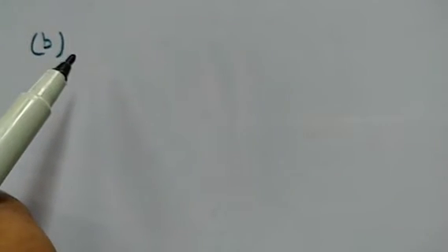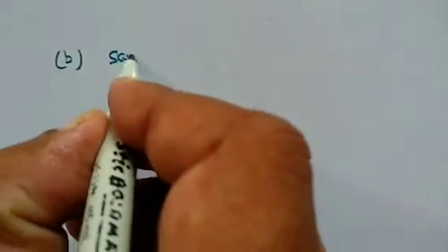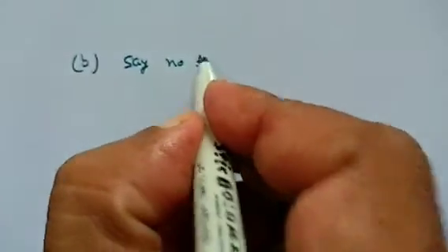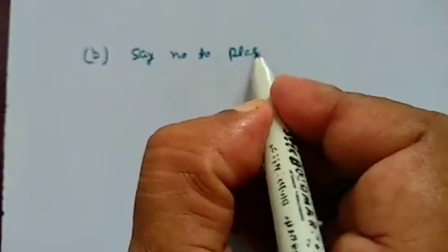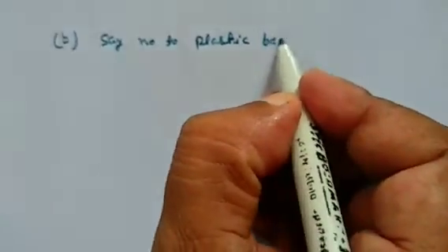In question B, what other activities can be taken by Eco Club members? Name any one. Children, you can give the answer to this type of question yourselves, and your answers may differ from student to student, but for your convenience I give an answer that the members of Eco Club can say no to plastic bags.